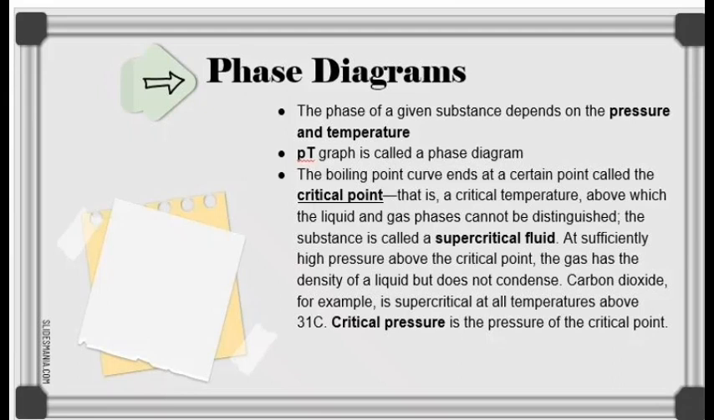Thus, the plots of pressure versus temperature showing the phase in each region provide considerable insight into thermal properties of substances. So, ang tawag sa phase diagram ay nag-show ng small letter p at capital letter T. So, the boiling point curve ends at a certain point. Tawag doon ay critical point. Then, a critical temperature above which the liquid and gas phases cannot be distinguished, the substance is called supercritical fluid. So, tawag naman sa pressure ng critical point ay critical pressure.